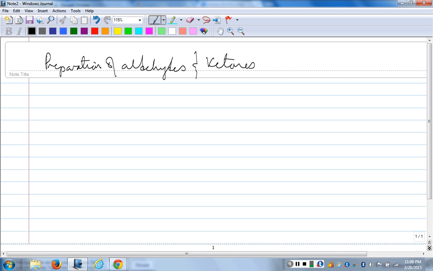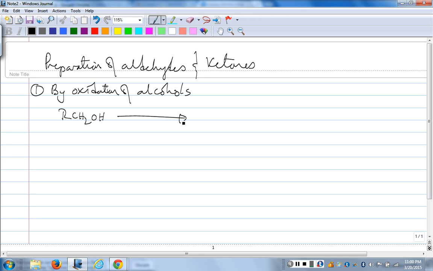And so we can prepare aldehydes and ketones, one, by oxidation of alcohols. We saw this recently. For example, I can take a primary alcohol and I can oxidize it either with PCC in methylene chloride, because it has to be used in methylene chloride, or I can use Swern oxidation. This is oxalyl chloride, and that will convert the primary alcohol into the aldehyde.